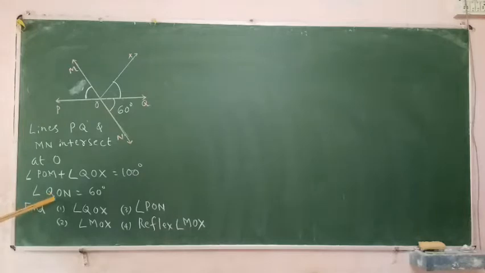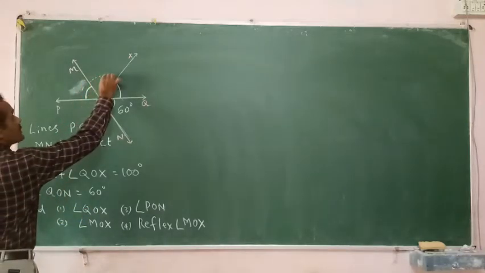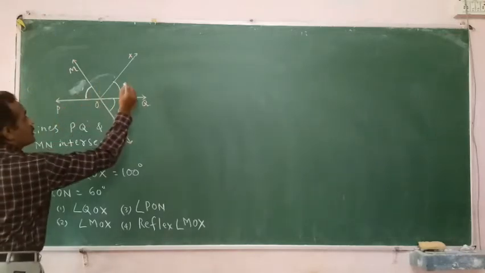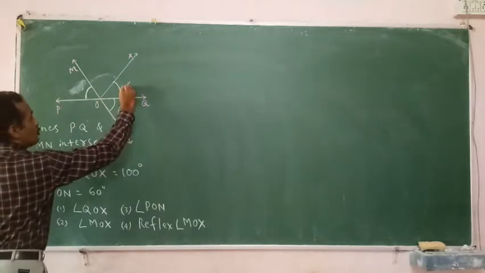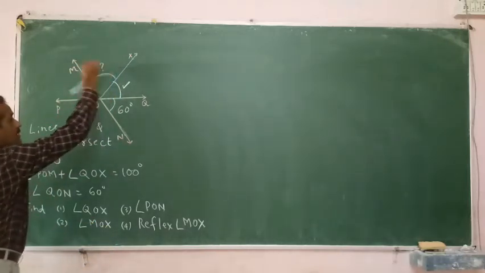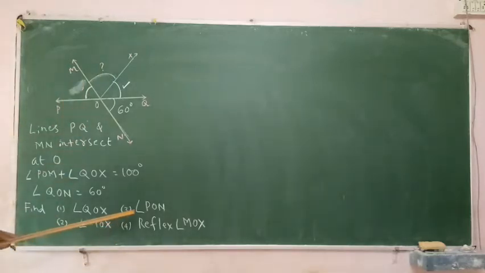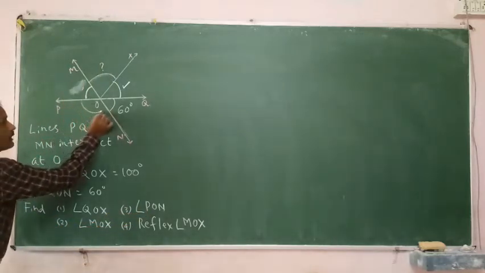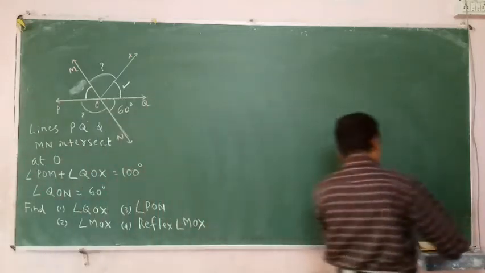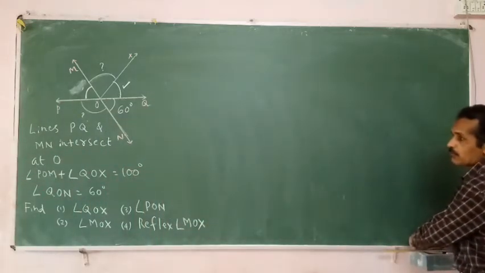Further they given angle QON. This is 60 degree. They are asking to find QOX. This angle is how much? QOX. Sorry, QOX. They are asking you this is individually how much degree. Find angle MOX. Find angle PON. This is how much? And reflex of MOX. One by one we will study, slowly. Which angles I will show, just to focus on that.